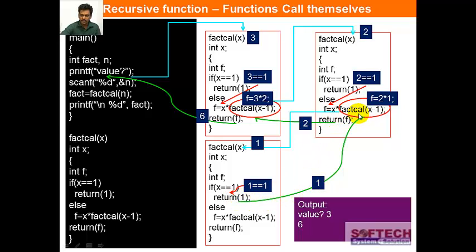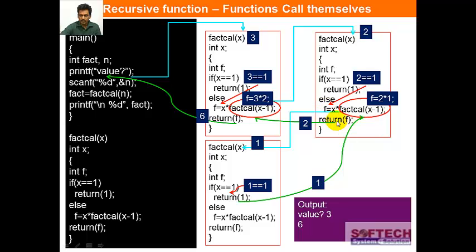So this is the calling area. The control is also transferred to that calling area. This function was called from this area, so the control is transferred to this area. What is the value returned? It returns 1. So f equal to 2 star 1, and 2 star 1 is 2. That 2 is assigned to f. The value of f is 2.